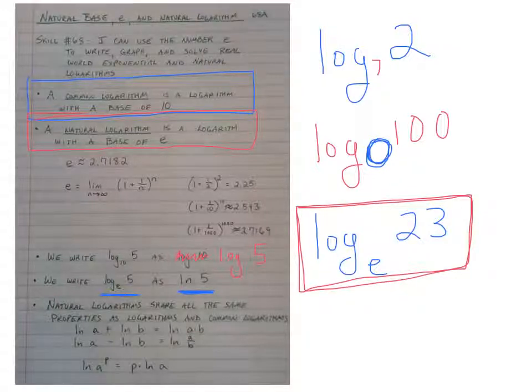The natural log shares all the same properties as all other logarithms. So we have the product property, which says the natural log of a plus the natural log of b is equal to the natural log of a times b. The quotient property, which says if we're subtracting our two logs, we take the quotient of the two. And then finally the power property, which allows us to move our exponent down in front and get p times the natural log of a.